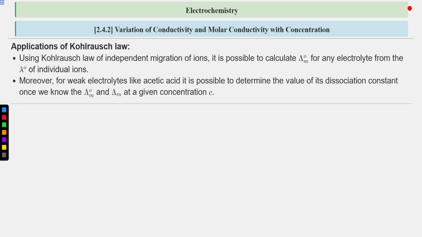The second application is for weak electrolytes, which cannot completely dissociate into positive and negative ions. For weak electrolytes like acetic acid, CH3COOH, which can dissociate into CH3COO negative and H positive, it is possible to determine the value of the dissociation constant once we know the limiting molar conductivity and the molar conductivity at a given concentration C for a solution, by using the Kohlrausch law.